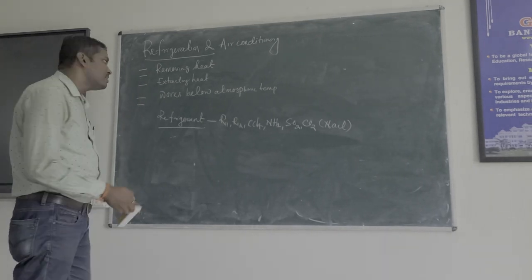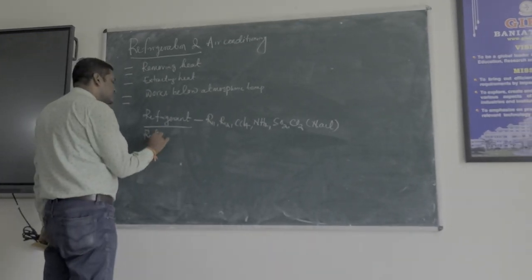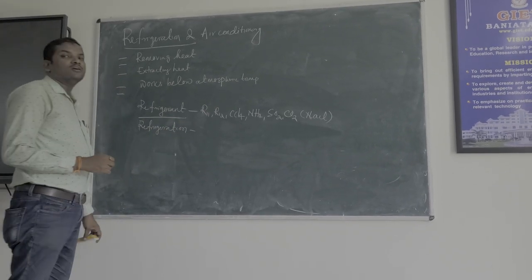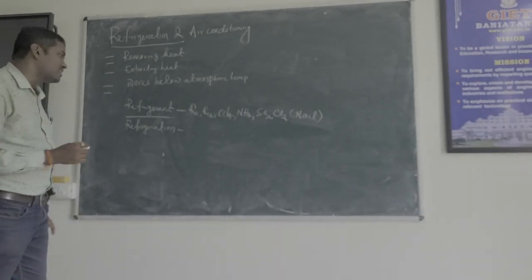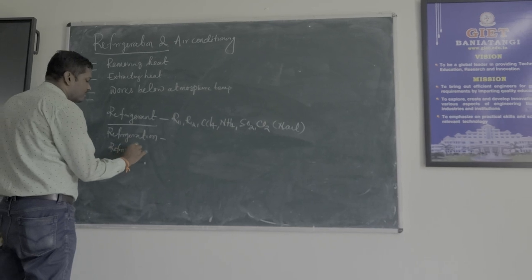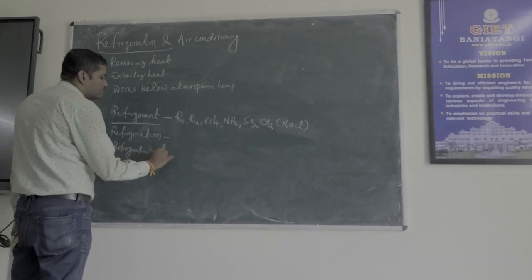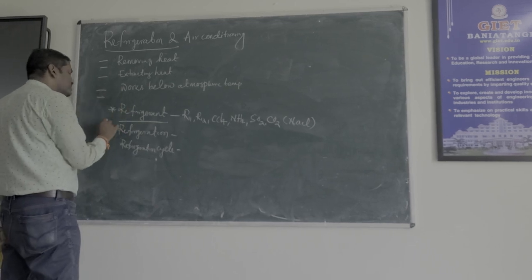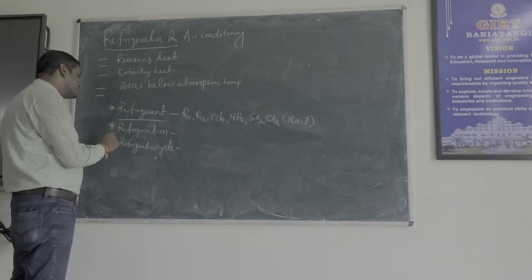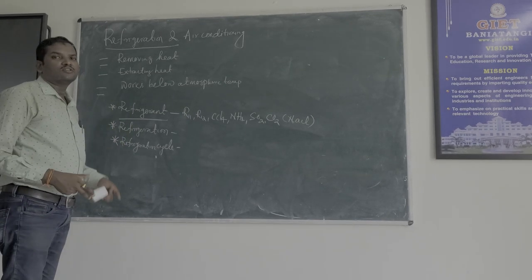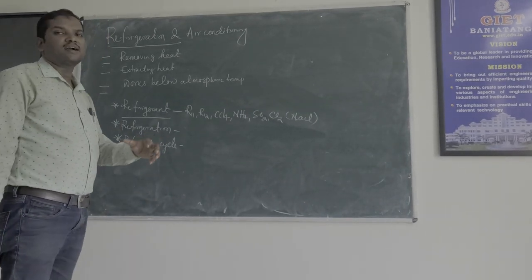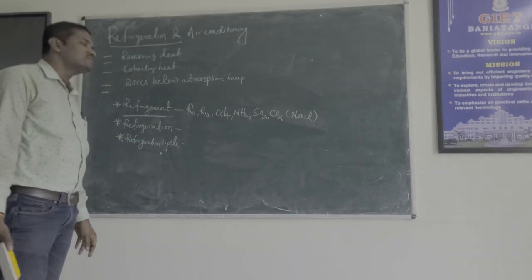Similarly, the device is known as the refrigerator, and the process is known as the refrigeration process. The cycle on which it works is known as the refrigeration cycle. So there are three terms. Refrigerants are the substances used to extract heat from a body. Refrigeration is the cooling process. The refrigeration cycle is the cycle on which the process works.